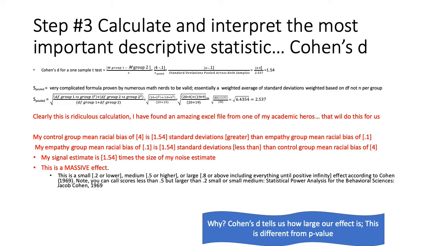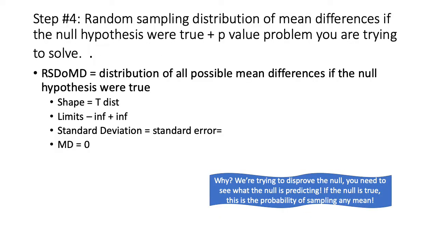Everything's the same here. Our random sampling distribution of mean differences is essentially the same thing. We still got to draw it. It's T-shaped. Limits are negative and positive infinity. The mean difference is 0. Standard deviation is called standard error, right?